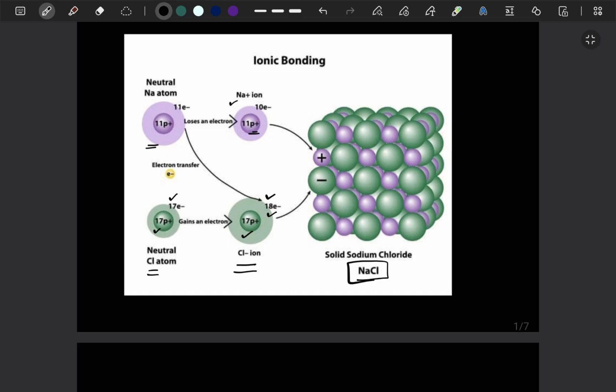Of different sizes and shape, and each crystal is an aggregate of a large number of cations and anions bonded together by electrical attraction. Clear? And they are arranged in a 3D lattice, a three-dimensional lattice. Clear? And there will be a large number of cations and anions.